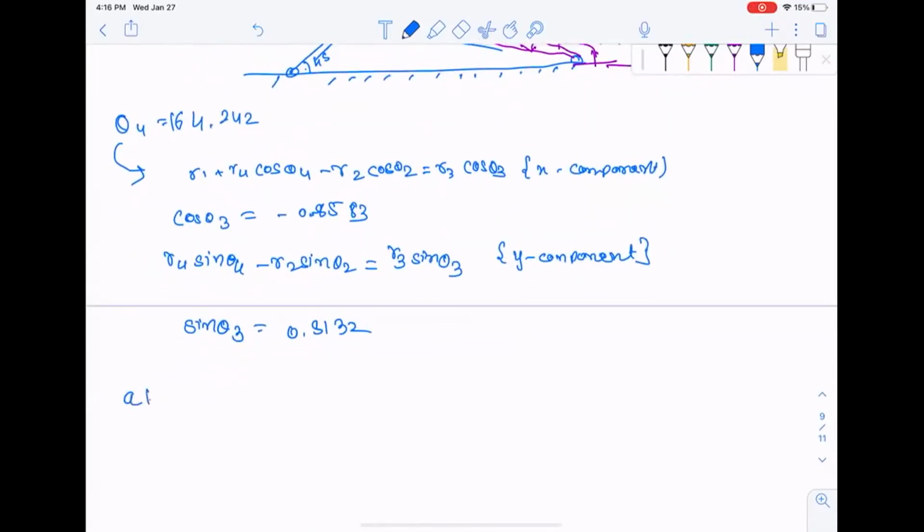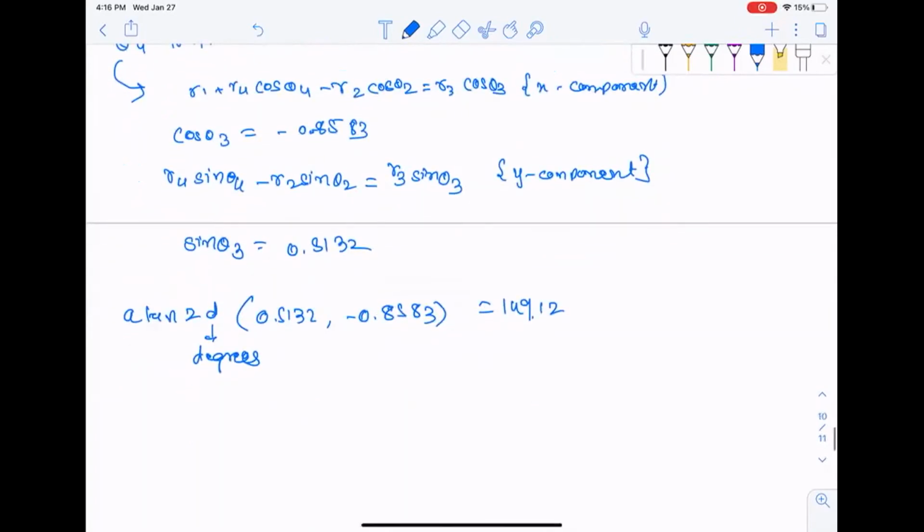Now you know what we can do. We can go to MATLAB and do atan2d, the d is for degrees, and we can put 0.5132 comma minus 0.8583, and you will get the answer as 149.12. You can clearly tell that x is negative, so this is in the second quadrant somewhere over here.